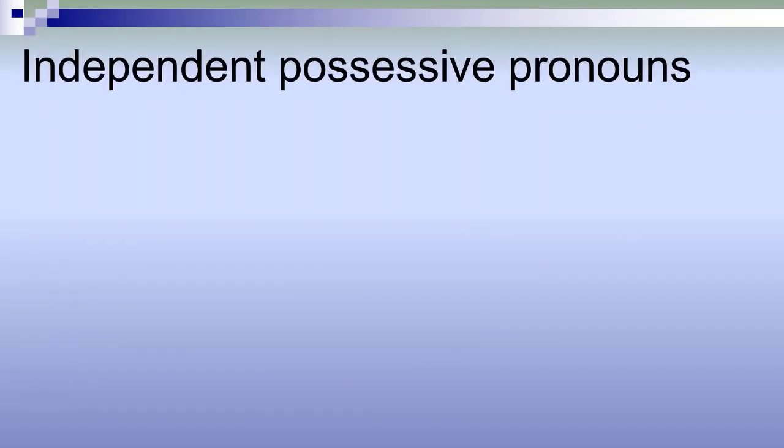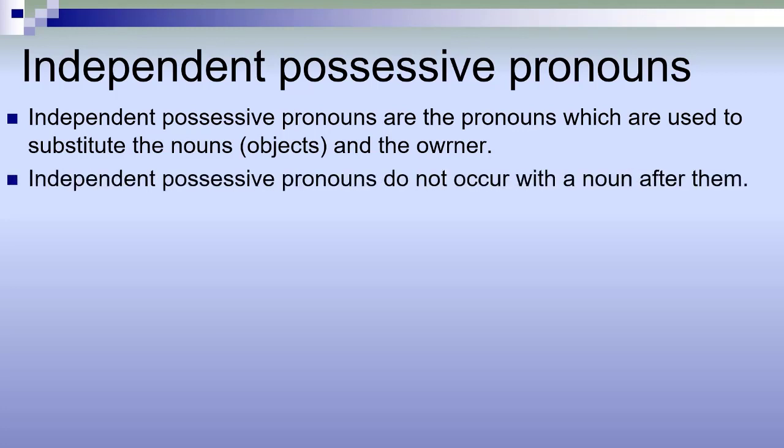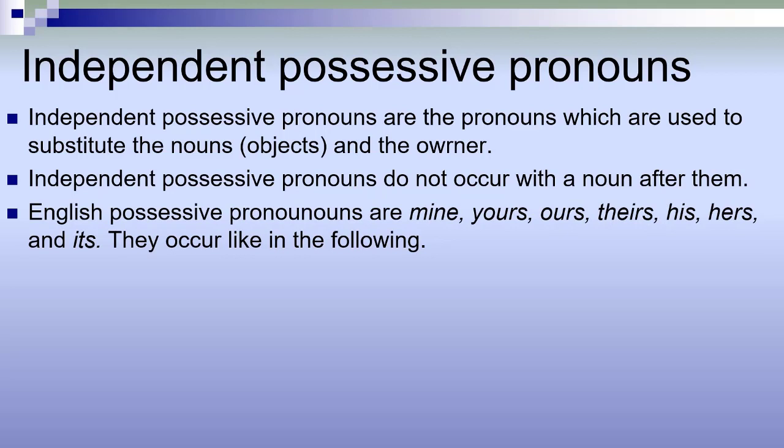Then you have the independent possessive pronouns. These are the pronouns which are used to substitute the nouns or objects and the owner. So the function of the independent possessive pronouns here is to substitute both the owner and the object. Independent possessive pronouns should not occur with a noun after them, because the noun is already substituted, so they do not need a noun after them anymore. We have several English independent possessive pronouns. They are mine, yours, ours, theirs, his, hers, and its.